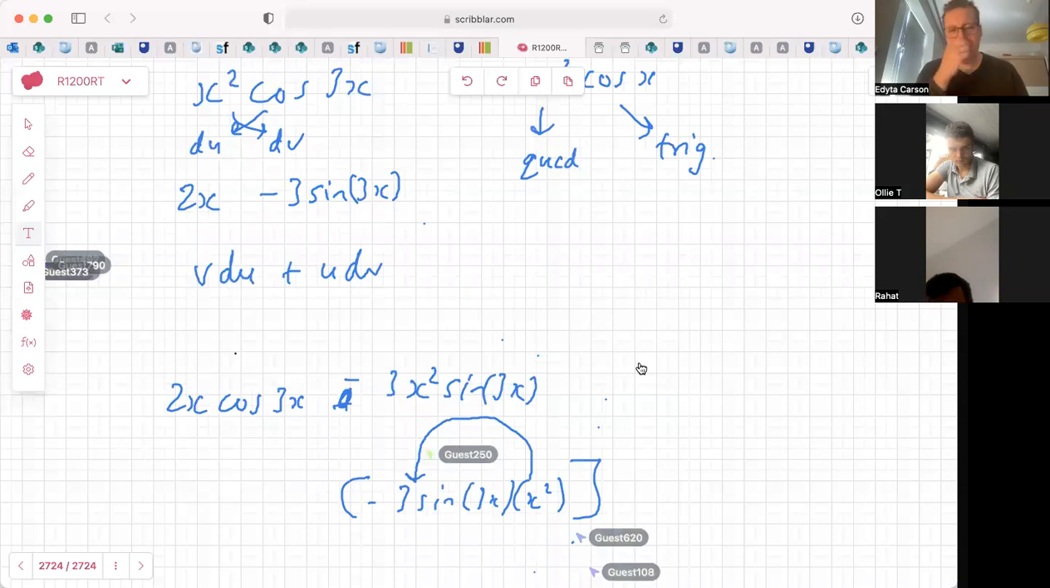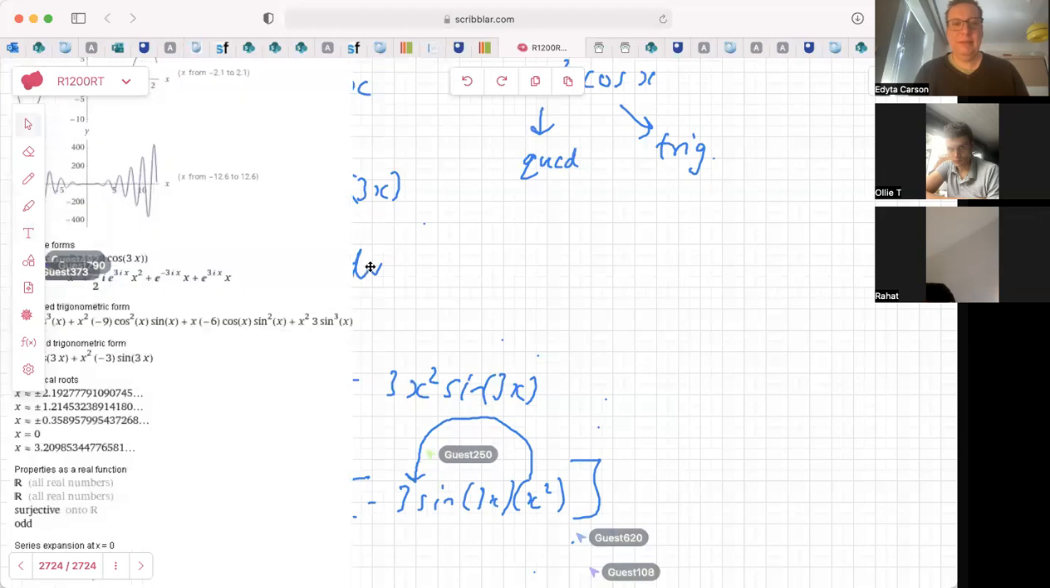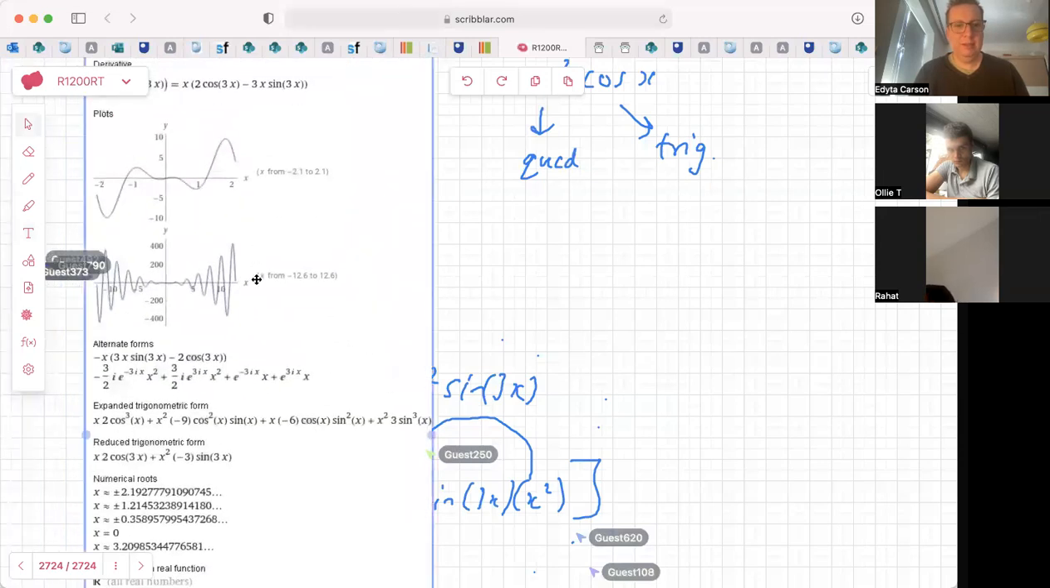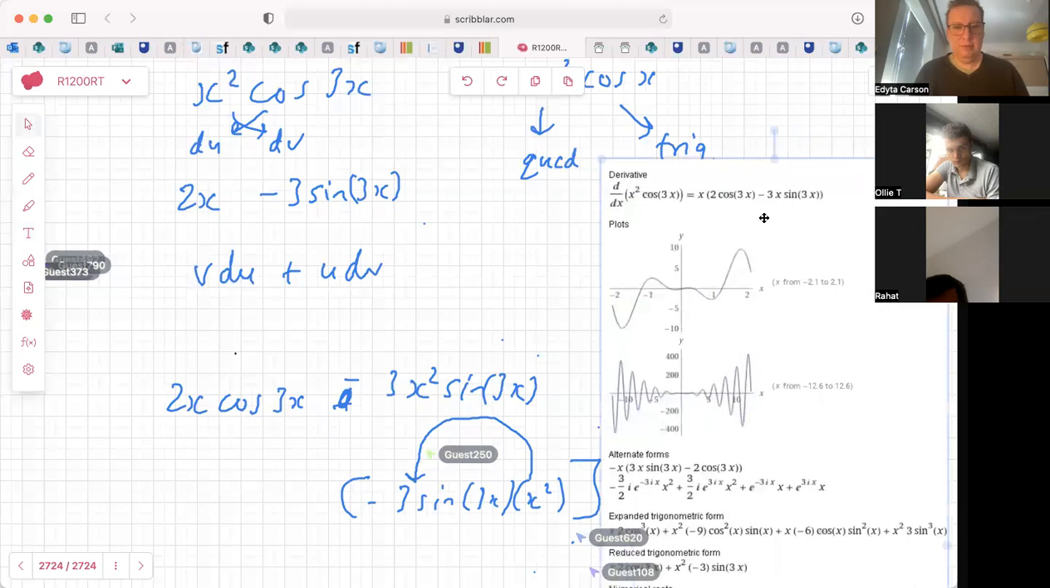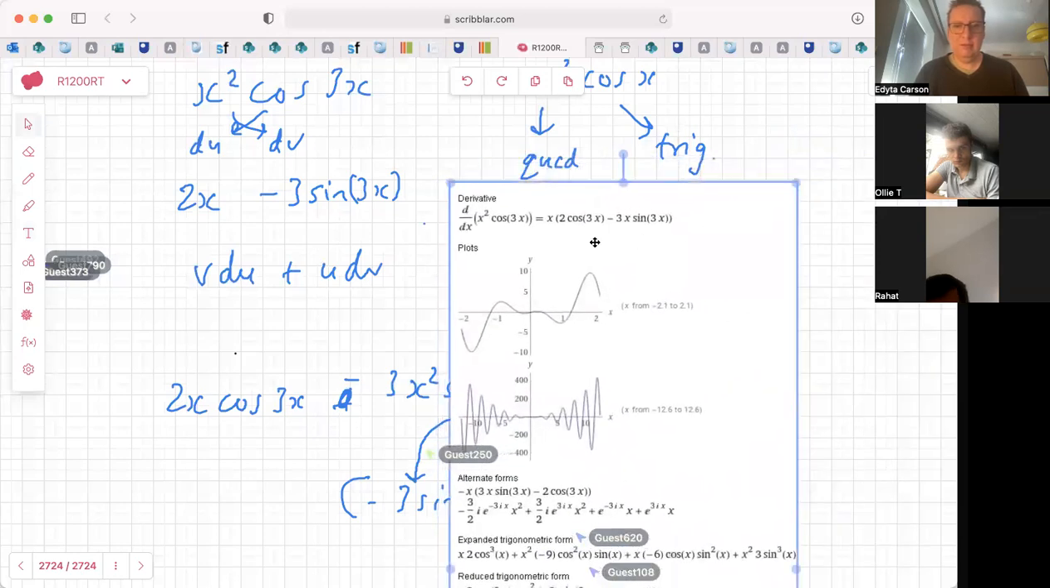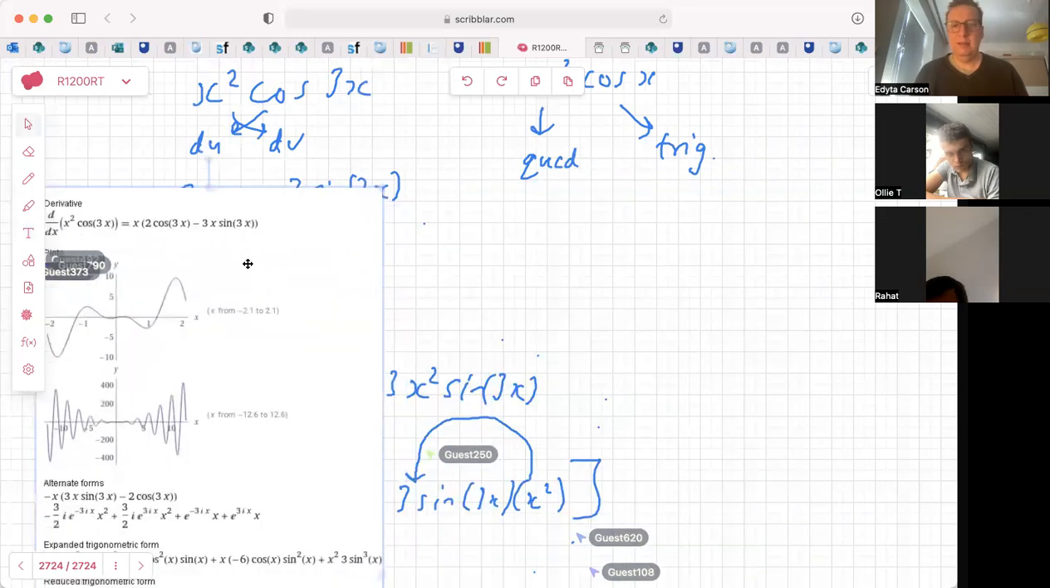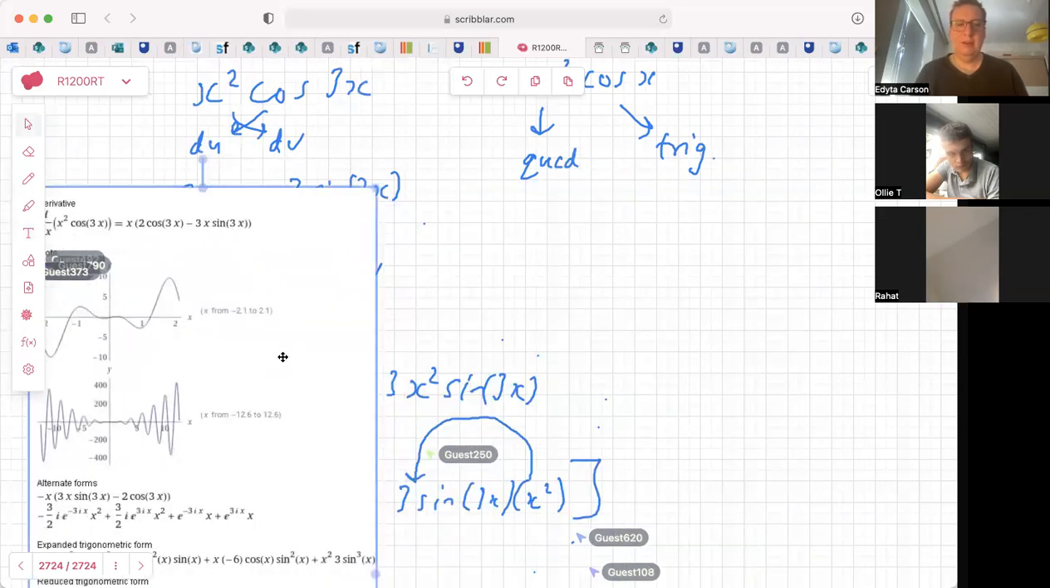There we go. I'll give that a second to think about it. Let's make sure they match up. The answer, according to this, is 2x cos 3x, which is what's there. They've taken the x out, so it's been factorized. Minus 3x squared sine 3x, which is what we got there. So yeah, they agree. That's good.